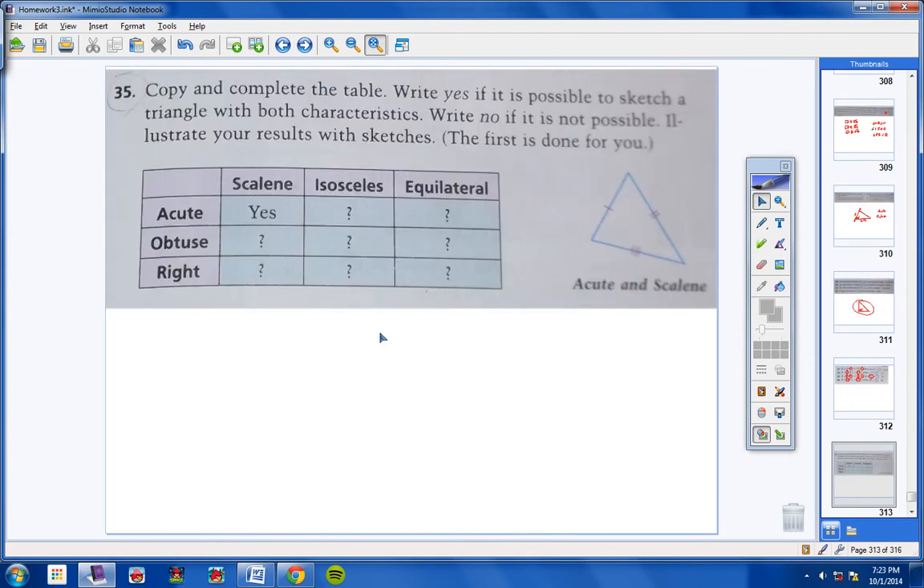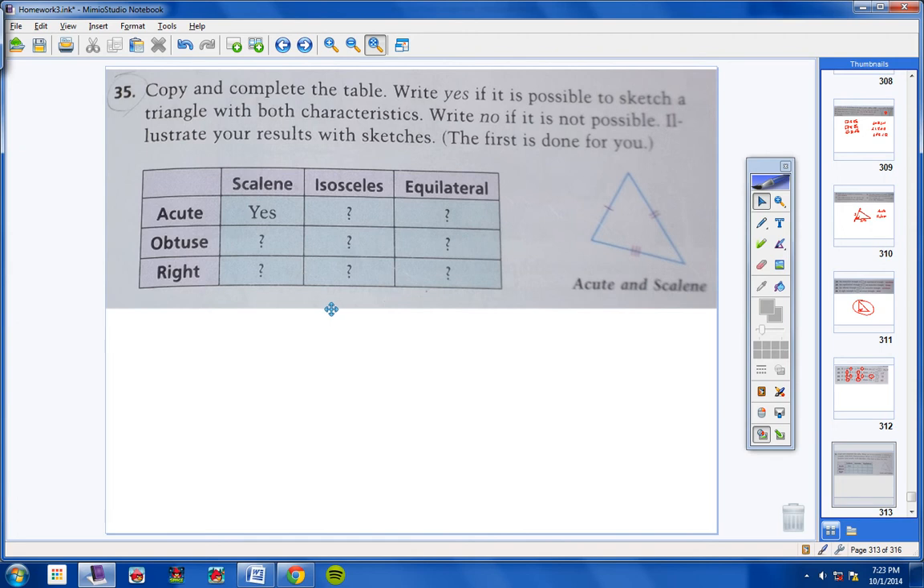And moving on, pretty simple. Okay, we're going to go quick through this. We're going to complete the table and write yes if it's possible, write no if it's not possible. And I'm not really too concerned if you illustrate your answers with pictures. But if it helps you, feel free to do that, okay? All right, here we go.